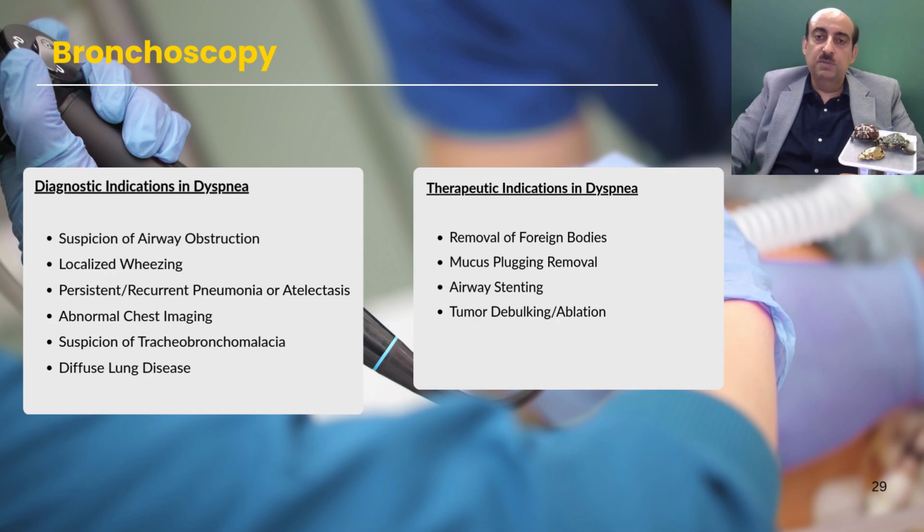Similarly, bronchoscopy can also be used for therapeutic indications like removal of foreign bodies from upper airways, which can lead to atelectasis. Also, mucus plugging in elderly patients, if there's thick tenacious mucus which leads to atelectasis, that can be aspirated in bronchoscopy. If there is a tracheobronchomalacia or any collapse of part of the airway, then airway stenting can be done. Tumor debulking and ablation, depending upon the staging of the tumor. So if there is a multidisciplinary team outcome suggesting that palliative removal or palliative debulking of the tumor can also be attempted, that's another indication.